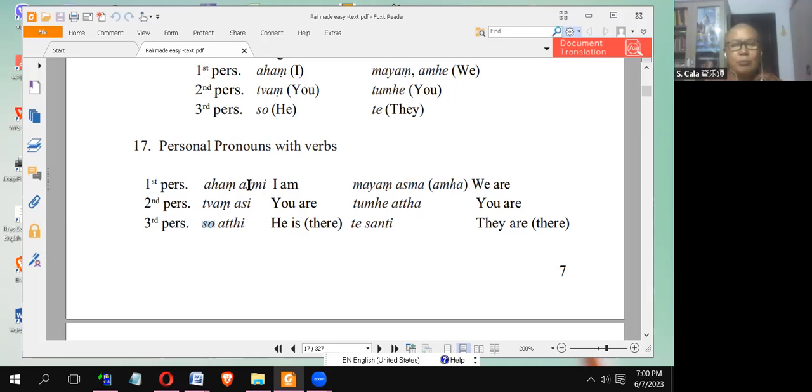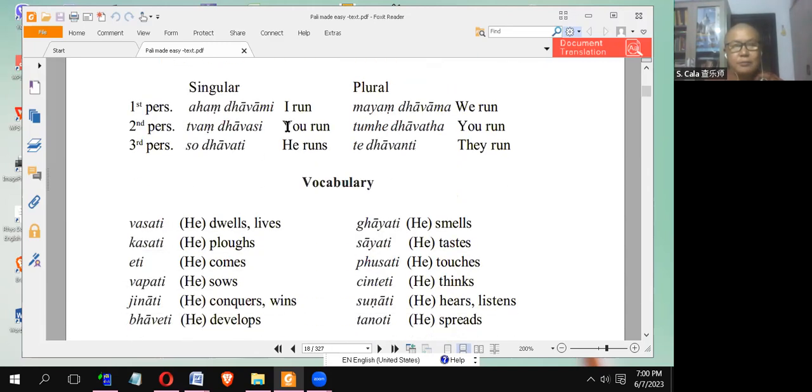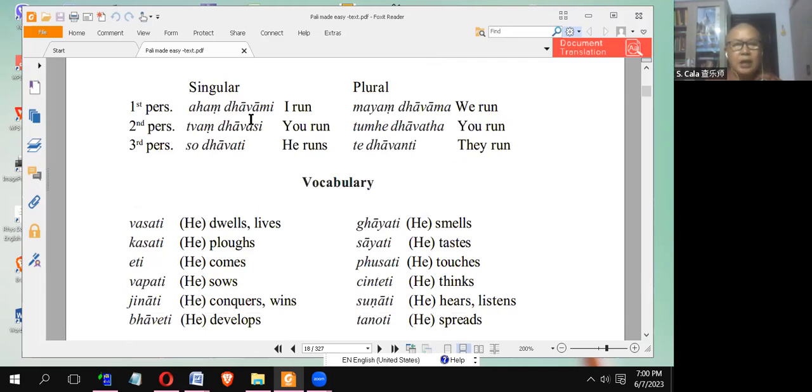So, so, te, tuam, tumhe, aham, mayam. All right? So you read atthi santi, asi attha, asmi asma. You recite this first. Okay, you can practice yourself later. No problem. So this is just a quick revision. All right. So anybody want to do with the so, te, tuam, tumhe, aham, mayam? I think last week we also tried. Anybody want to try with pusati? Pusati. Who want to?